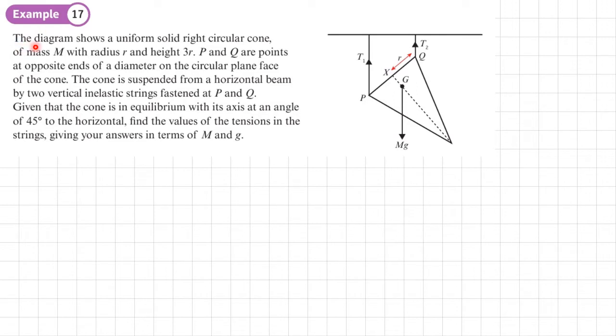Example 17. The diagram shows a uniform solid right circular cone of mass m with radius r and height 3r. P and Q are points at opposite ends of the diameter of the circular plane face, so P and Q there, of the cone. The cone is suspended from a horizontal beam, there's a horizontal beam there, by 2 vertical inelastic strings fastened at P and Q, so inelastic string here and here. Given that the cone is in equilibrium with its axis at an angle of 45 degrees to the horizontal, find the values of the tensions in the strings. Give your answers in terms of m and g.